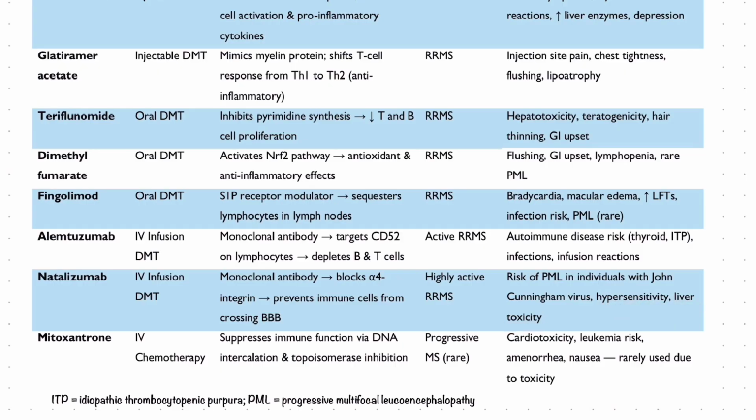Now, mitoxantrone, which is an IV chemotherapy, suppresses immune function via DNA intercalation and topoisomerase inhibition, is used in progressive MS and can cause side effects like cardiotoxicity, leukemia risk, amenorrhea, nausea. That's rarely used because of its toxicity.